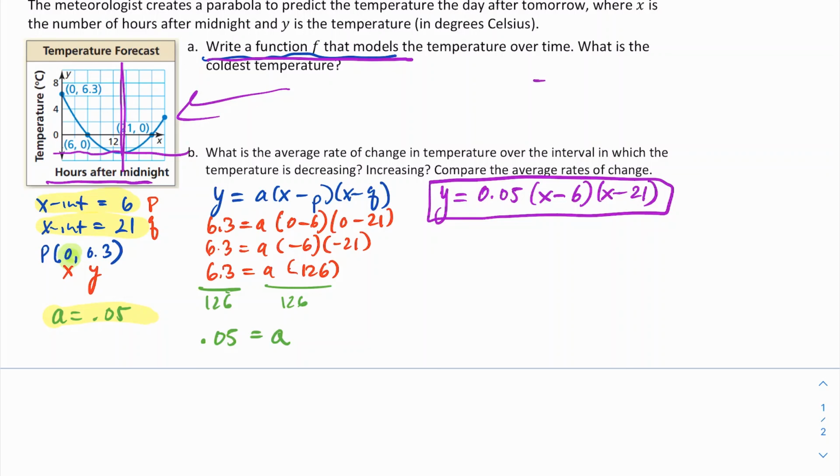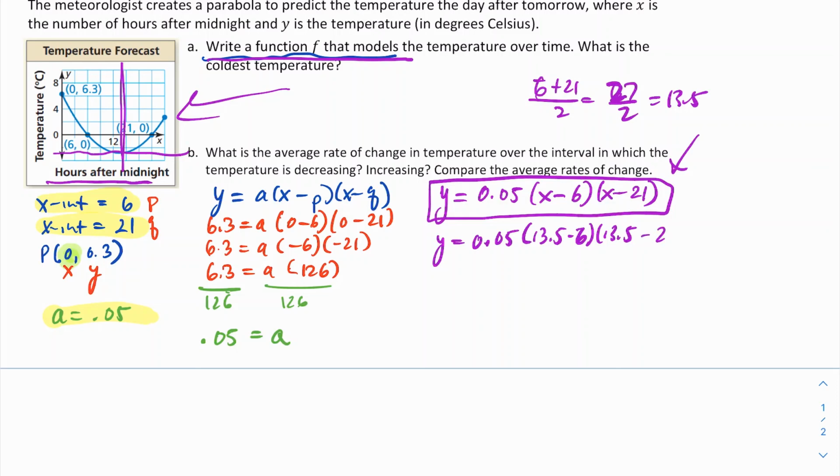If you wanted to do that, you can find the average between 6 and 21, divided by 2, which is 27 over 2, which is 13.5. Then you would have to plug 13.5 in for these x's. So we would get y is equal to 0.05 times 13.5 minus 6 times 13.5 minus 21. That would be 0.05, this would be 7.5, and 13.5 minus 21 is negative 7.5.